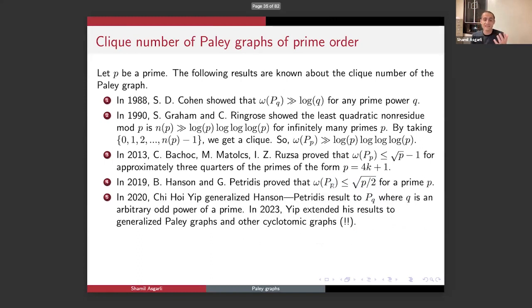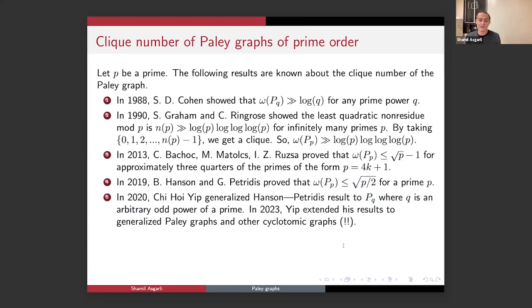And in fact, Chi-Ho Yip generalized the Hanson-Petridis result to Paley graphs of arbitrary odd prime power order. So he showed an analogous result to this in the case of odd powers of primes. And just recently, this year, Chi-Ho also extended his results to generalized Paley graphs and other cyclotomic graphs.